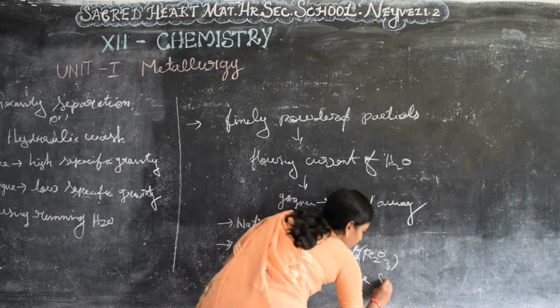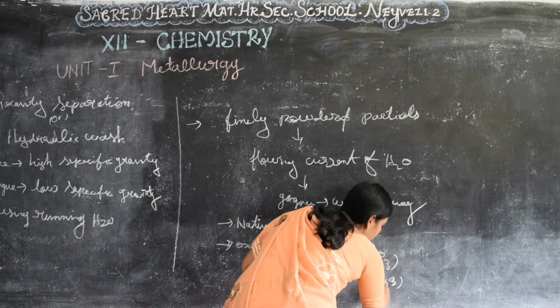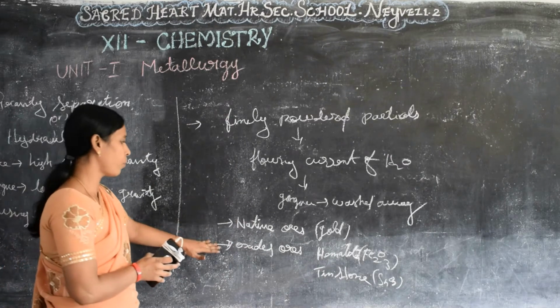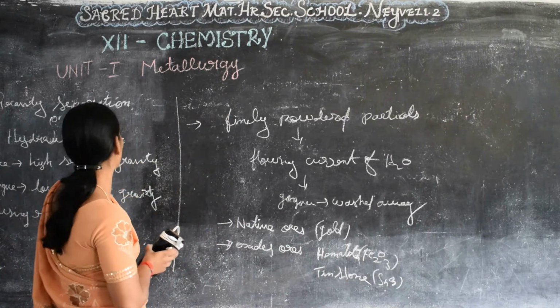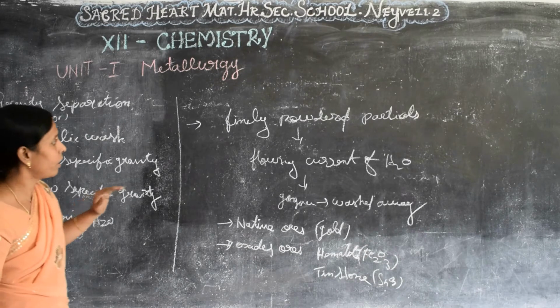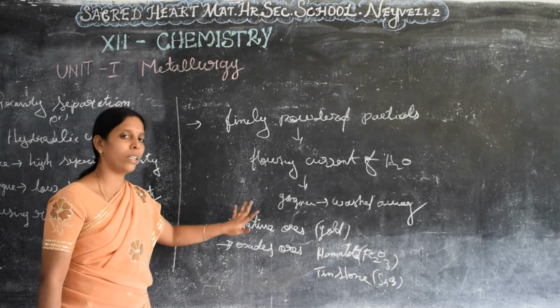Tin stone formula: SnO2, tin oxide. Native ores and oxide ores: this is applicable only for this reaction. So the concentration of ore is by gravity separation or hydraulic wash. The ore has high specific gravity and the gangue particles have low specific gravity, and by washing with running water, the oxide ores are separated.